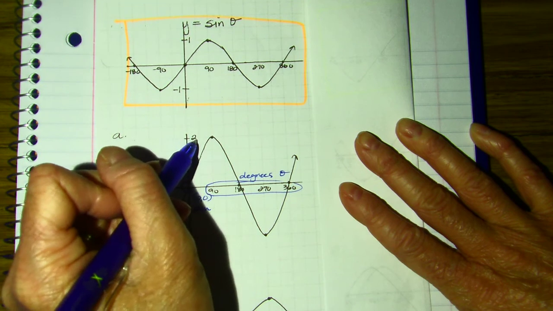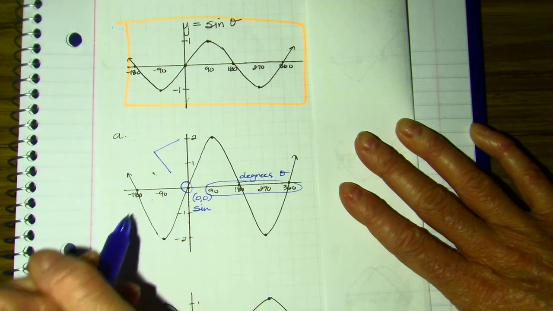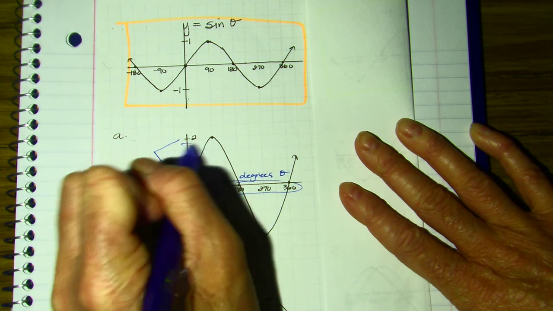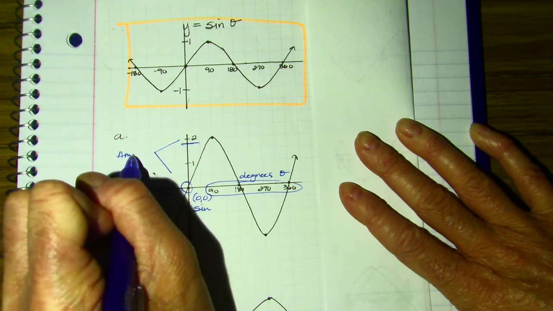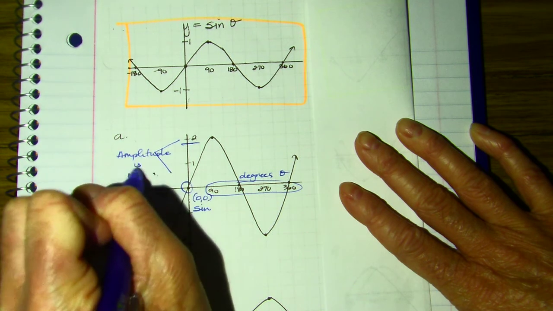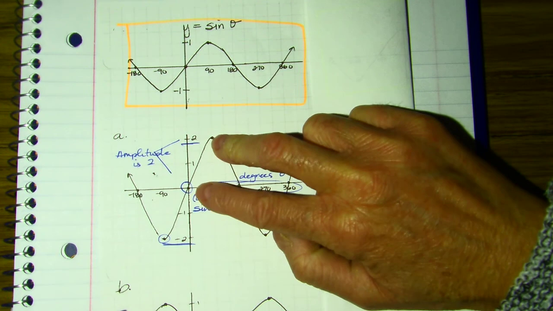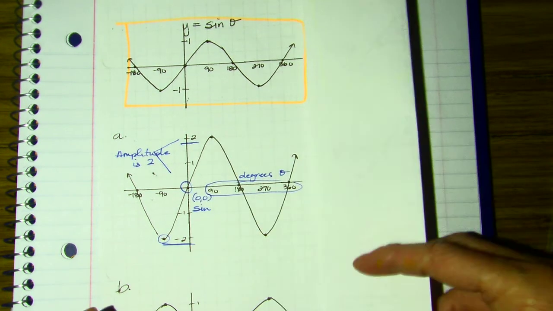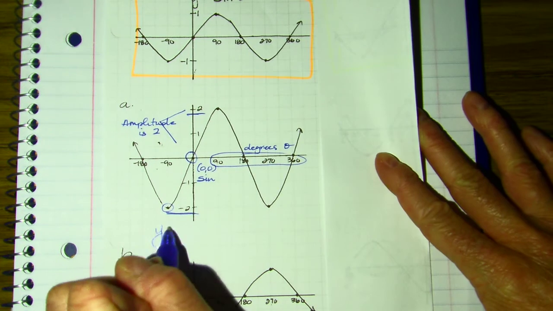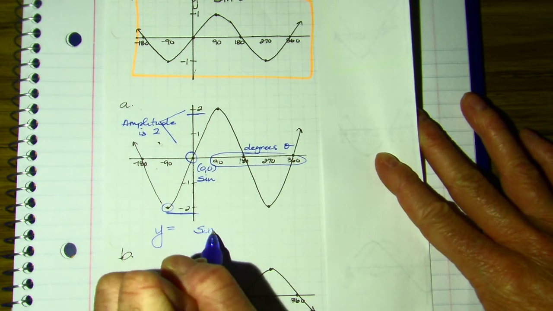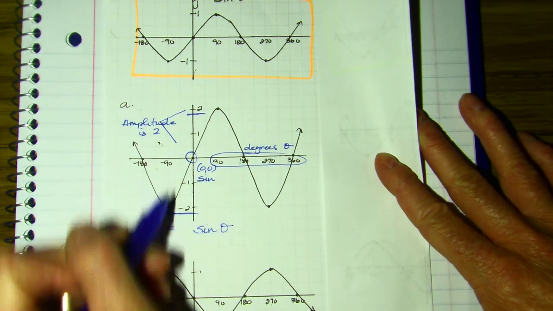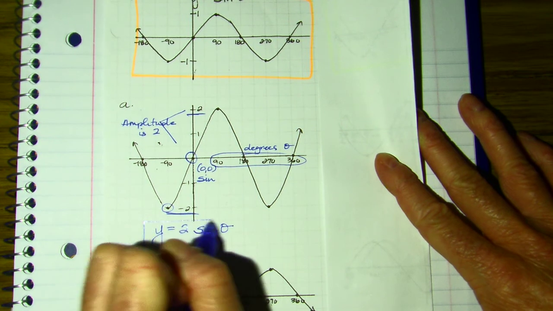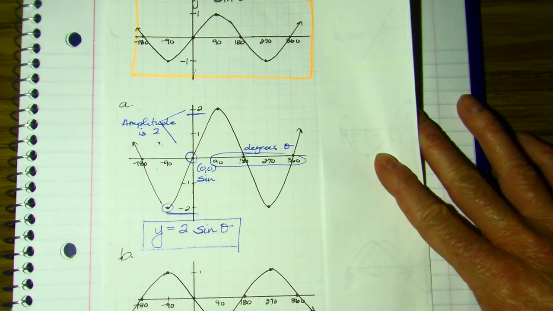And then I'm going to look here at my amplitude. My peaks and my valleys are at 2, so I know my amplitude is 2. Because the distance from the x-axis to the top is 2, and the distance from the x-axis to the bottom is 2. So when I go to write my equation, I know this is sine. I know it's theta, but my amplitude is no longer an invisible 1, it's 2. And so that is the equation for this function.